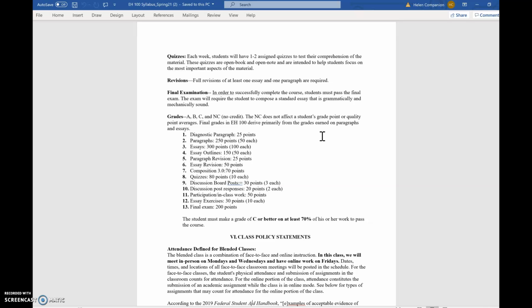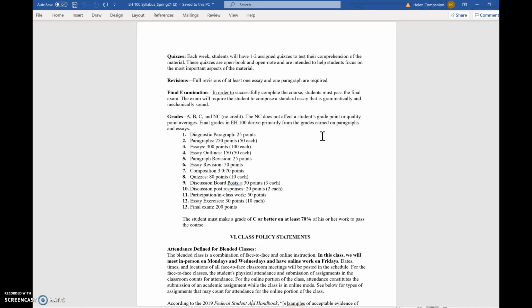So full revisions of at least 1 essay and 1 paragraph are required. You'll get more information on those when the time comes to do them. You'll do your paragraph revision roughly around midterm, and you'll do your essay revision in the last week of class. So it isn't anything that you need to worry about immediately. There is a final. It's going to be an essay that you have to pass at the end of the semester. So how grades are determined.